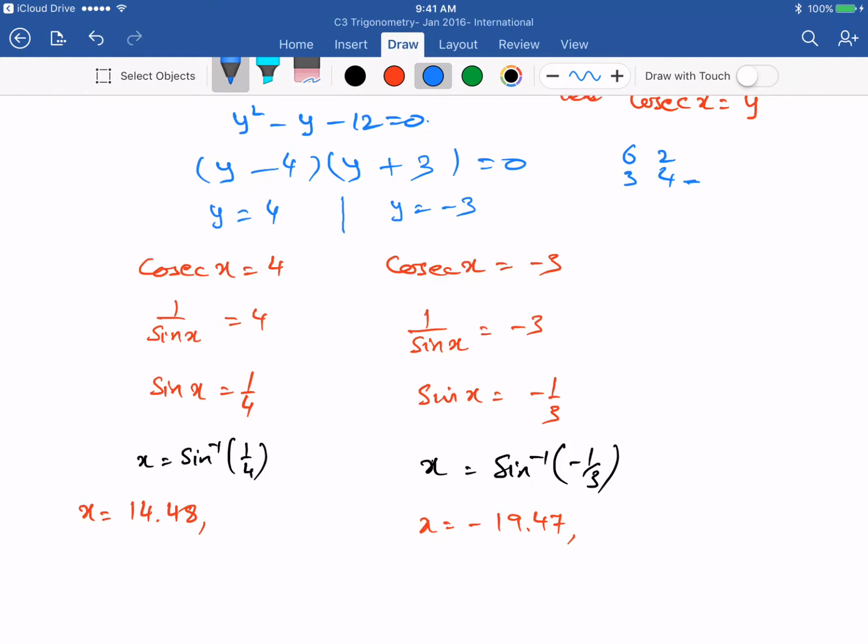Right, now look back at the limits. The limits were 0 to 360. So I'm going to use the CAST method here. We know how it works. Sine is positive in the first quadrant and in the second one. So this angle we know is 14.48. This one will be 180 take away 14.48, which gives us 165.52. To work out the next angle, I need to go all the way around, 360 plus that, which is beyond our limit. Our limit is only up to 360, so these two are the answers.